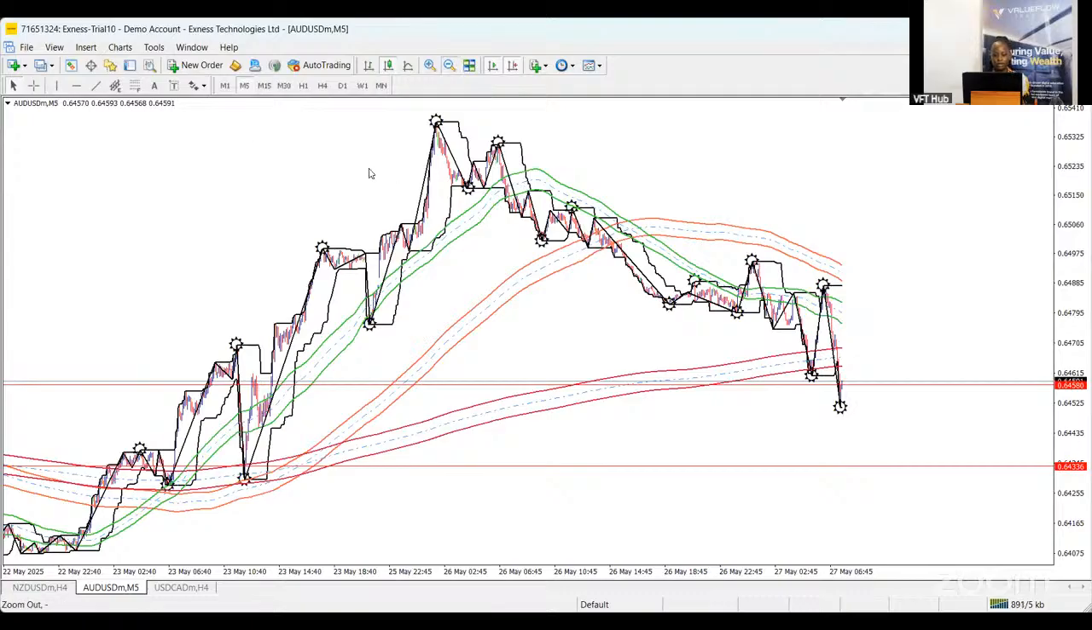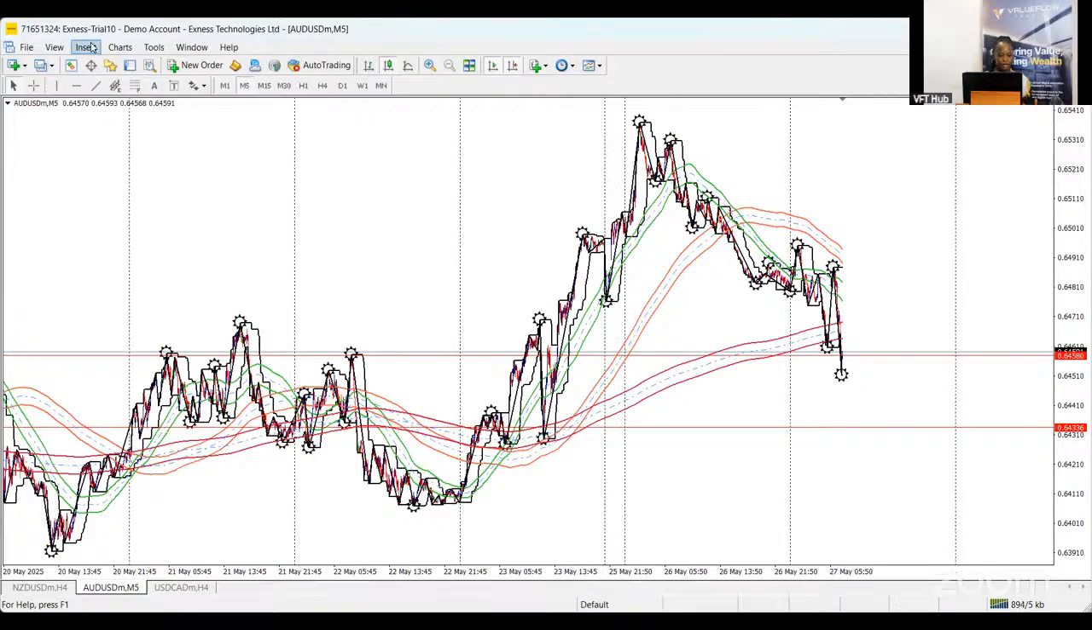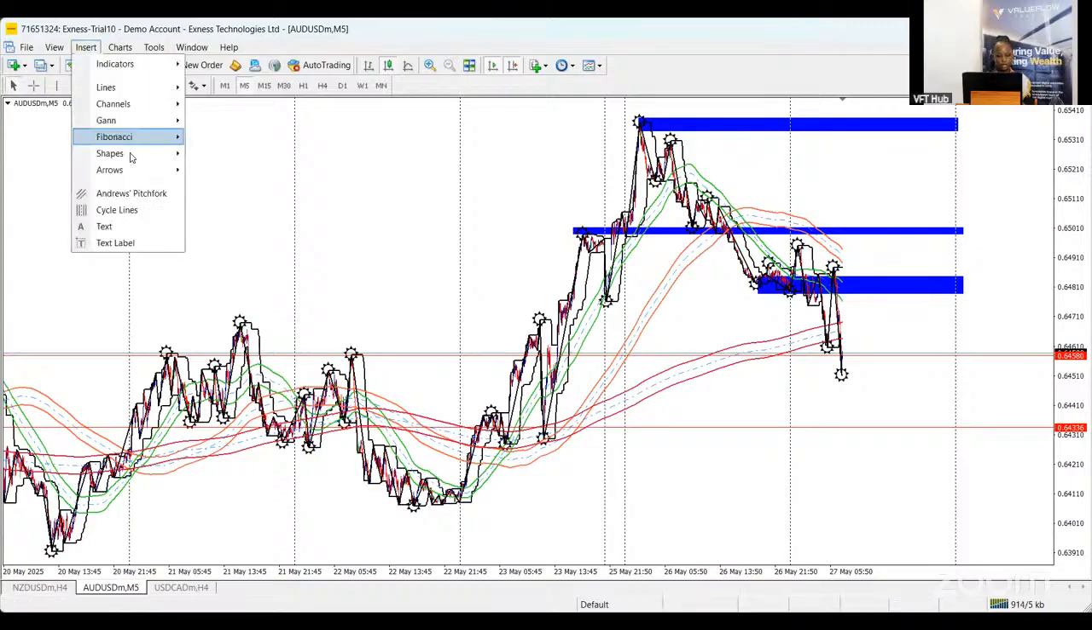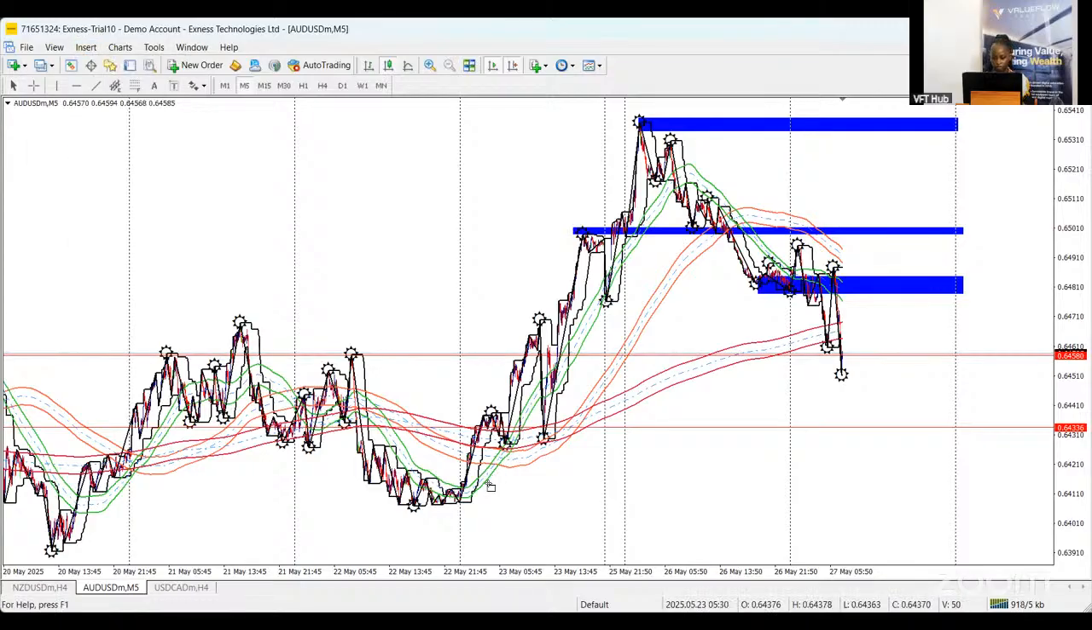Now, what am I marking out on the M5? Again, this is what I do every time I use the all-weather strategy. We use yesterday's high, yesterday's low, day before yesterday's high, and day before yesterday's low. All right, so yes, AUD/USD M5 time frame now.